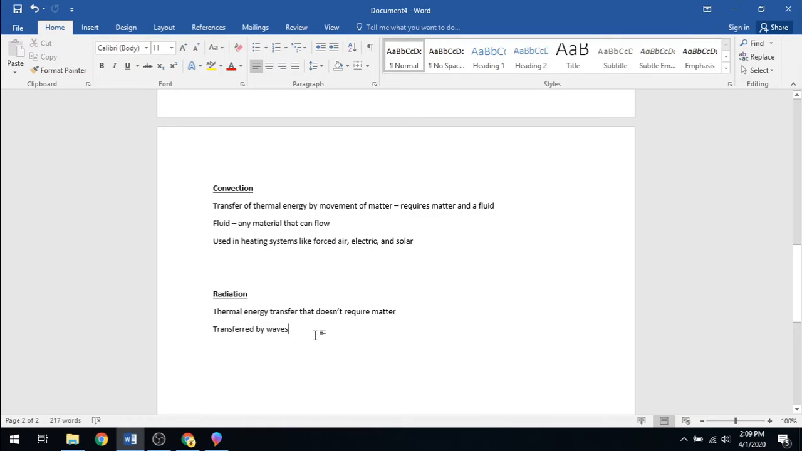So radiation is transferred by waves. Another name for that is called radiant energy. So the sun gets its own type of energy because it's so important. It doesn't require matter. It's transferred by waves. So that's radiation there for you.